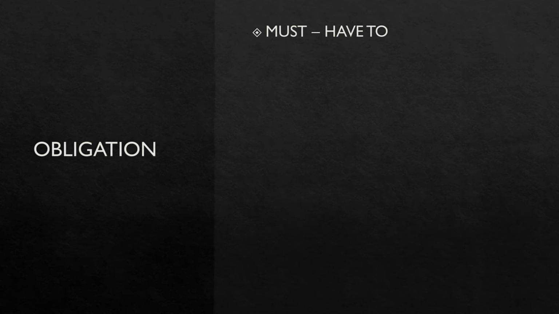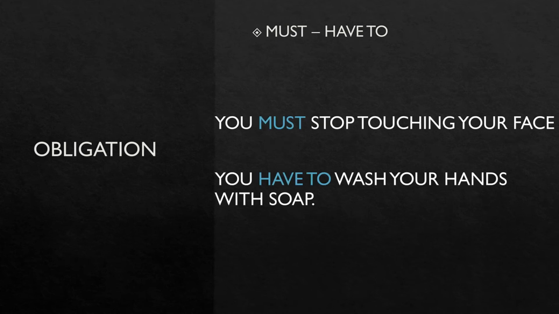Then we have obligation. In this case, the words we are going to be using are must and have to. Let's see the examples. You must stop touching your face. Okay, this is not an option. Or in this case, you must do your homework. Another example is, you have to wash your hands with soap. Okay, you have to. There is no other option. If you don't do it, there might be consequences, or there will be consequences.